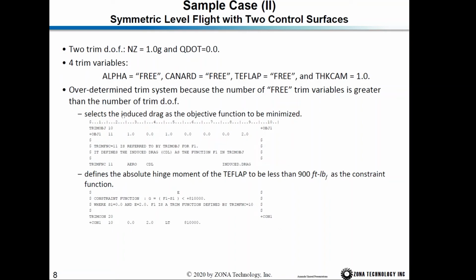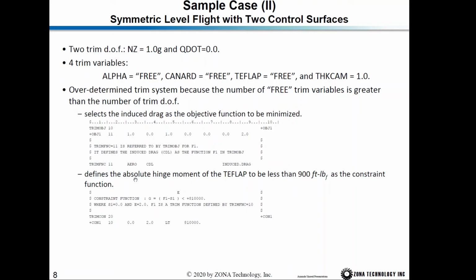So we need to define a trim OBJ and trim constraint function. And this trim OBJ refers to a trim function card, which is a CDI, the induced drag. So we want to achieve the 1G trim condition. Meanwhile, we want to find out the optimum control surface deflection in order to have a minimum induced drag.